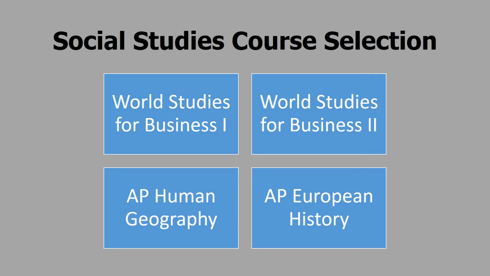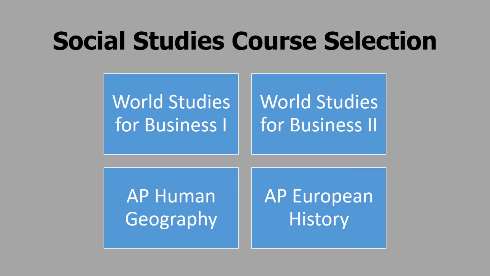So it's important to remember that students who take AP courses have really strong reading levels. So they should have a proficient or advanced reading level to be considered for an AP course. And if they don't have that high reading level, then they will be removed from that course and placed in the World Studies for Business 1 or World Studies for Business 2 course that they have not already taken.